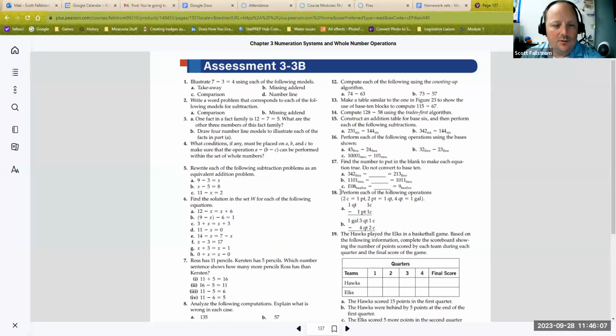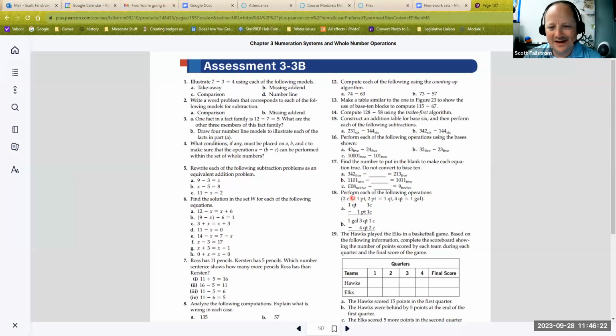Hey students, a couple questions as we were going through, in this case, assessment 3.3. So the question was on number 18A. So let's take a look at that one. 18A says, perform the following operations.